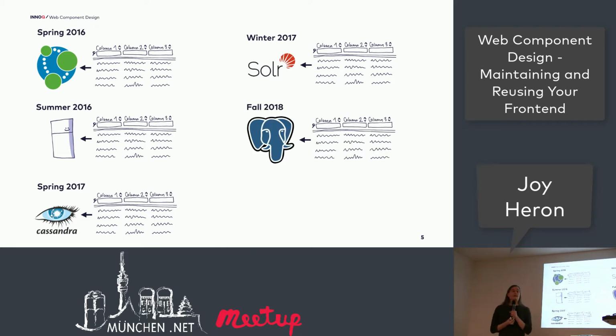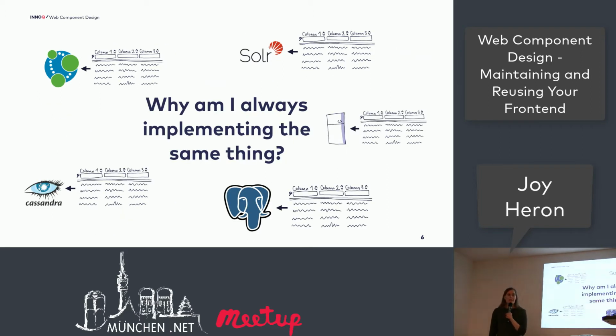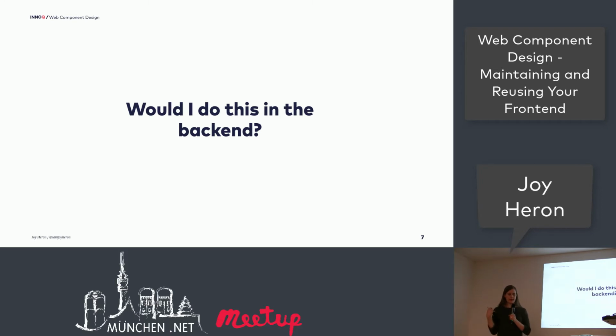And in the fall of 2018, the 5th time I was asked to build exactly the same thing, I had to ask myself, what about the future? I feel like this is not the last time that I'm going to build a table for a web application that will need to be sorted and will need to be filtered. Why am I always implementing the same thing over and over and over again? The thing is, because I come from the back end. I'm a back end developer, full stack developer.